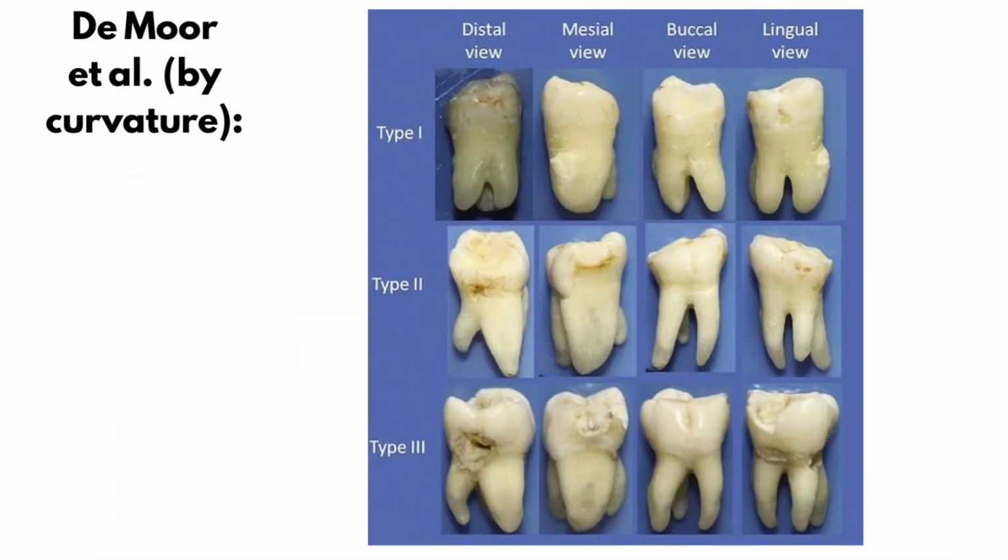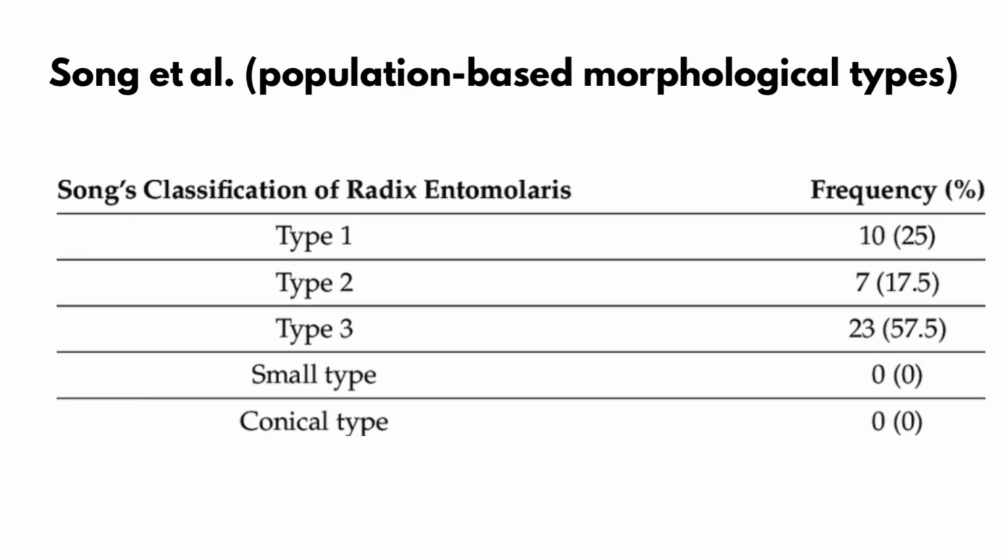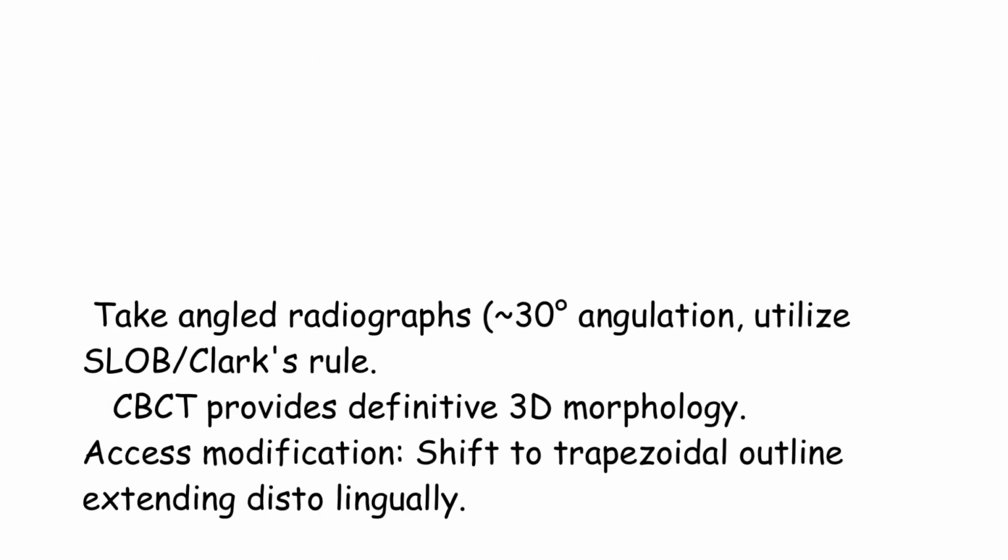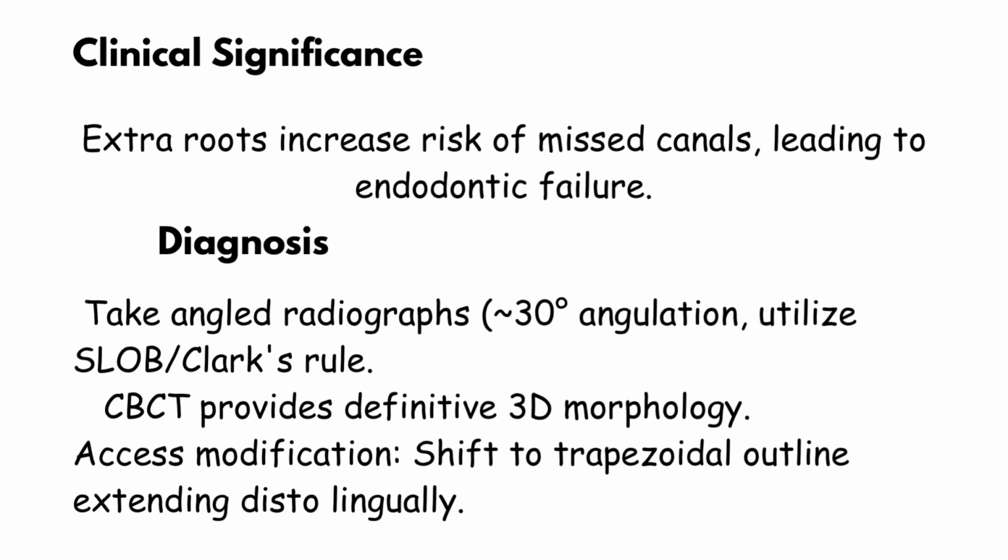2. De Moor et al., by curvature. Type 1, straight. Type 2, curved. Type 3, S-shaped. 3. Song et al., population-based morphological types. Clinical significance. Extra roots increase risk of missed canals, leading to endodontic failure.